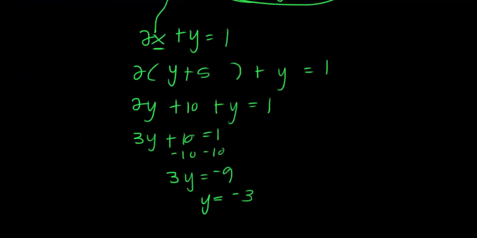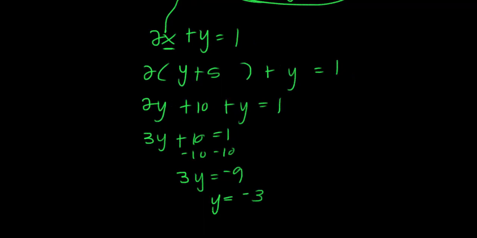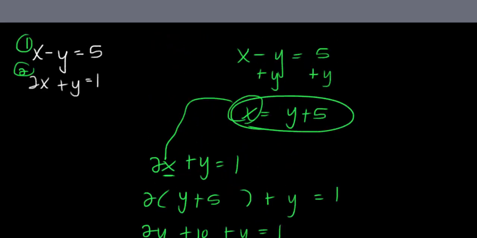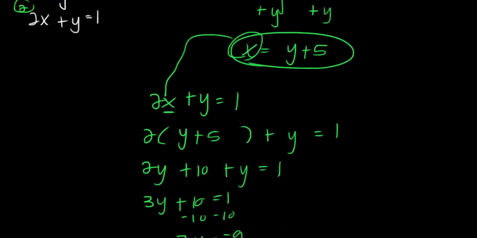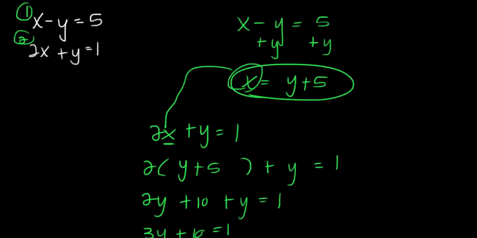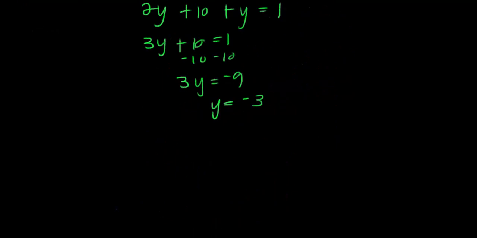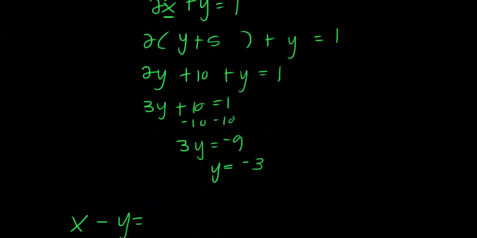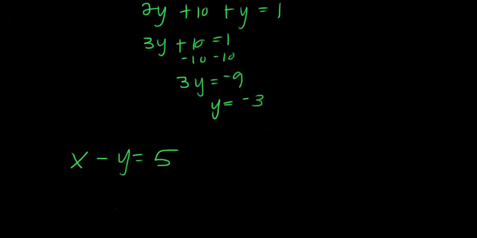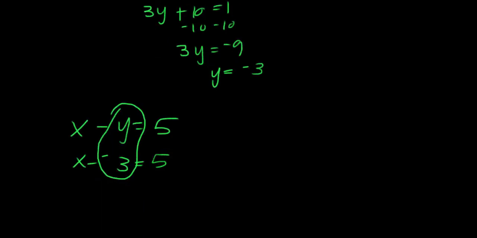I just know that negative 3 is my y value. So if I found y using substitution, how in the world am I going to get x? That's just one of my variables. Well, I'm going to use substitution on x as well. It doesn't matter which equation you use. I'm going to choose the first one: x minus y equals 5. Well, why did I have to put y there? I know what y equals. x minus negative 3 equals 5. See, I just used what I knew y to be. I just plugged that in, substituted it.